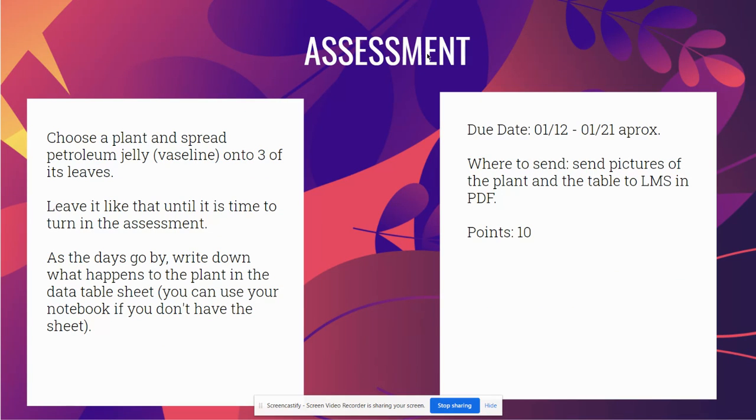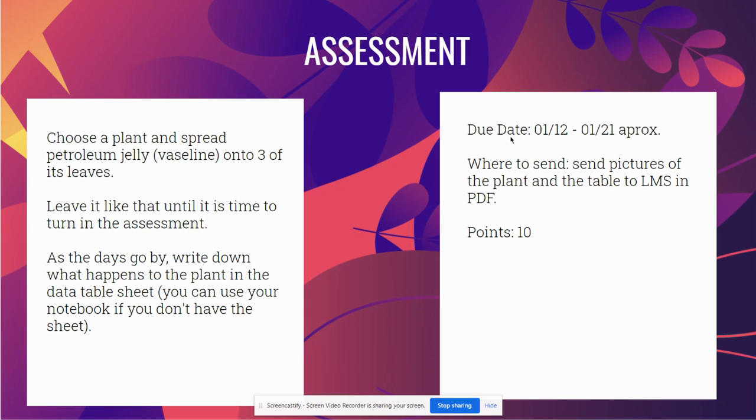Okay, so this is going to be your assessment. Now listen, you're going to need a plant and you're going to need petroleum jelly or Vaseline, which is the same thing. You're going to choose a plant and spread petroleum jelly or Vaseline onto 3 of its leaves. You're going to leave it like that until it is time to turn in the assessment. As the days go by, you're going to write down what happens to the plant in the data table sheet, which is in LMS. But if you don't have this sheet, you can use your notebook instead.